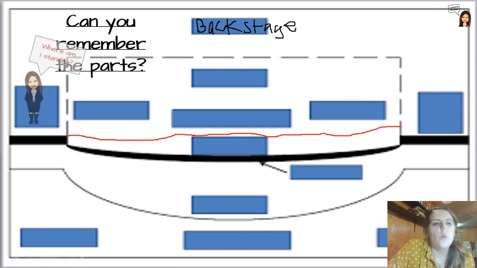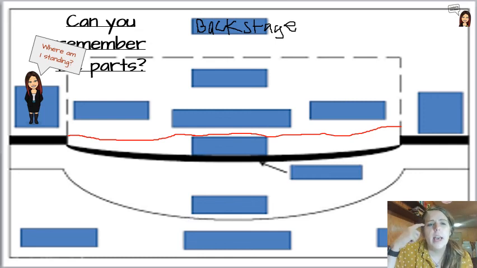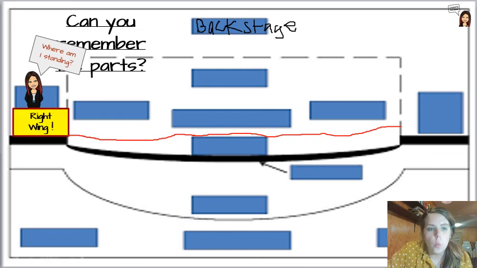All right, where is she standing now? If you look, we see the black dotted line, so that tells me that she is not on stage where the audience can see her. Plus we've got the proscenium arch that's covering her right here. So she must be, let's see, she's an actor, right? So from her perspective, she is in the right wing, okay? Remember, it's from her perspective.